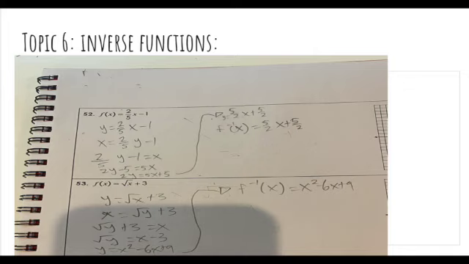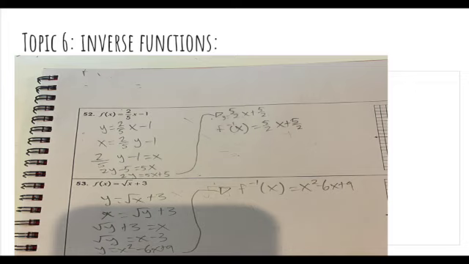For problem 53, f of x equals root x plus 3. So for this, you do the same thing as the first problem. So you replace the f of x with the y, so it's y equals root x plus 3. Then you do x equals root y plus 3. Then root y plus 3 equals x. Then root y equals x minus 3.